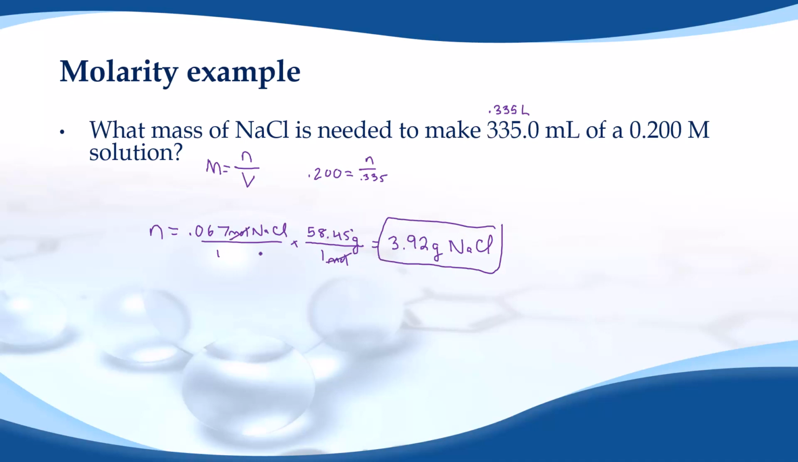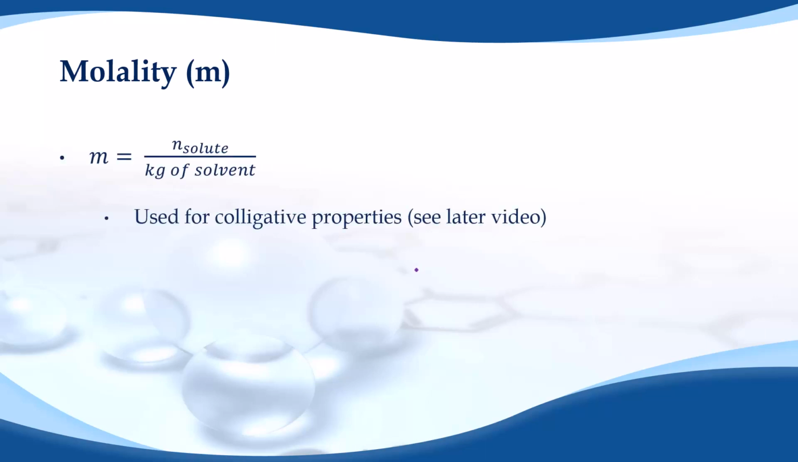Okay, so that's molarity. Moles of solute per liter of solution. Molality, which is lowercase m, is a little bit different. We won't use this that much, but we will use it for something called colligative properties, which will be a couple of videos from now. It's still moles of solute, but instead of volume of solution, it's per kilogram of solvent.